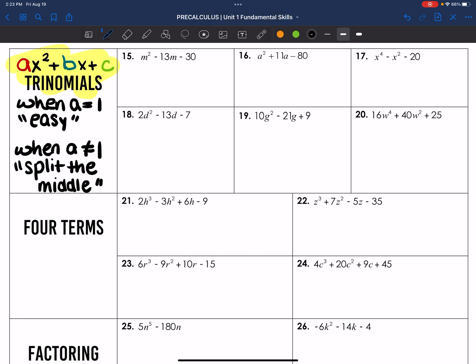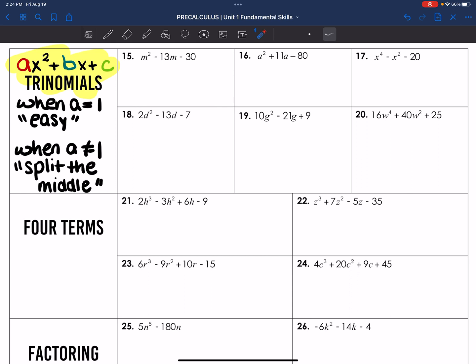In our video today, we are continuing our look at fundamental skills in factoring polynomials. I want to begin by looking at factoring trinomials in this video. Now, a trinomial, as we've discussed previously, is a polynomial with three terms, and it is typically written in this format, where a is the coefficient of our squared term, b is the coefficient of our linear term, and c is our constant.